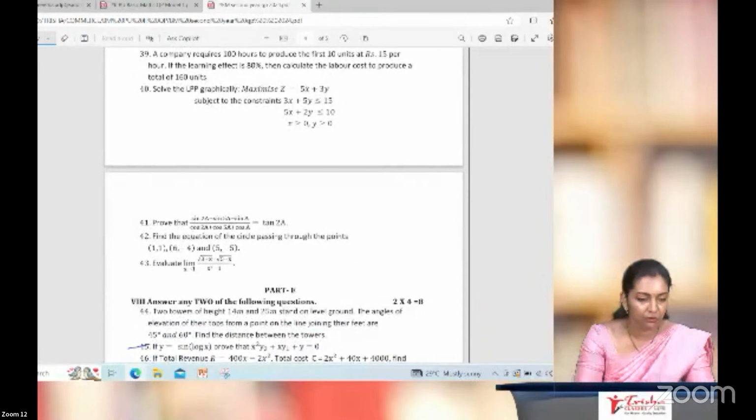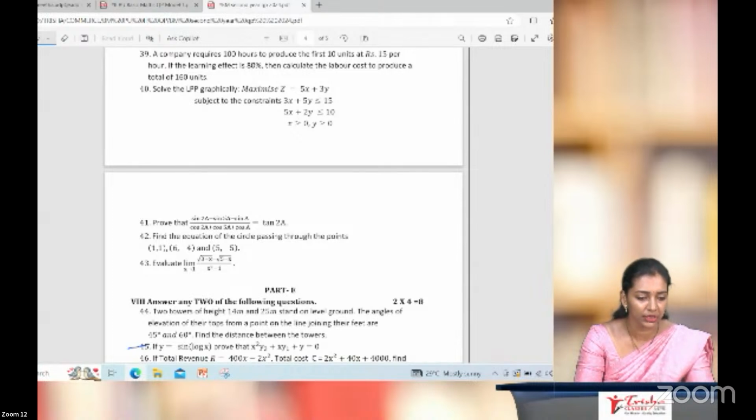Next, the 41st question will be from the trigonometry transformation formula. There you can expect a transformation formula question, or under 5 marks, what you can find in the textbook, you can study. Next, the 42nd question will be from circles.